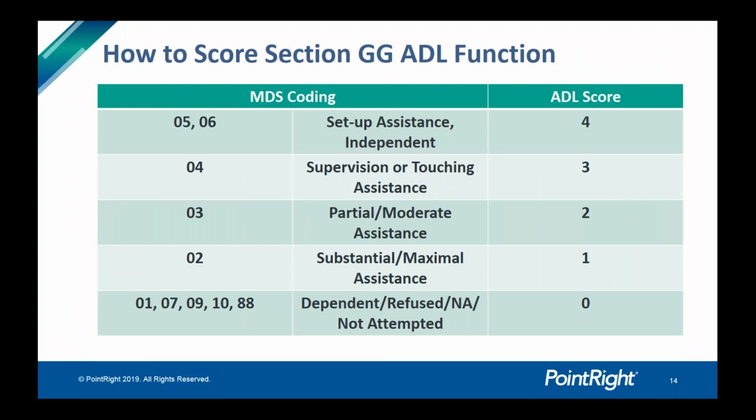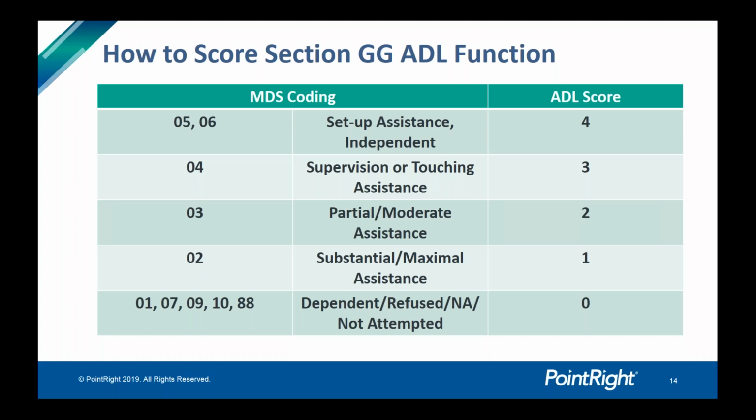So when you have coded the MDS and the 3 days are over, then you end up scoring the Section GG ADL function. So once you have determined what the resident's usual performance is for that particular item, you'll code anywhere from totally independent, or maybe with setup assistance, all the way down to total dependence and the activity didn't happen. So if you're coding setup assistance, that's a 5, or total independence is a 6. That will give you a score for that item of 4.